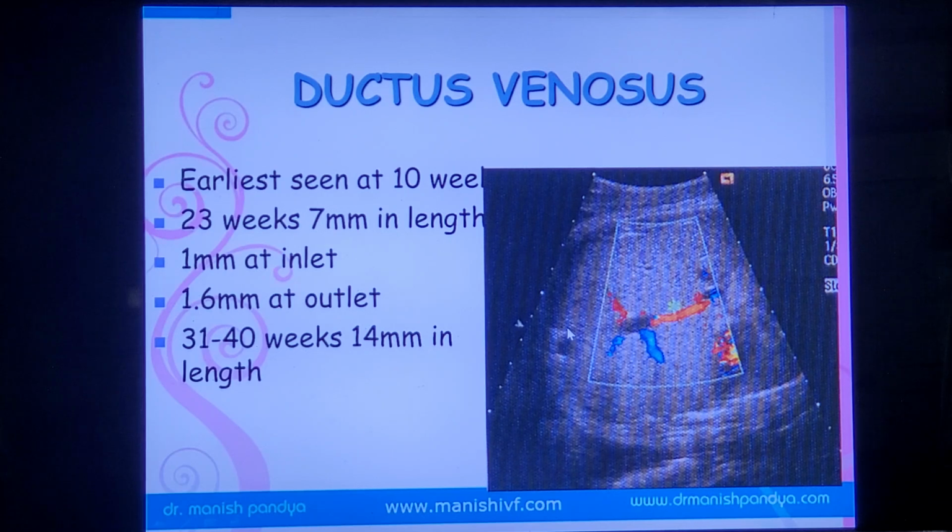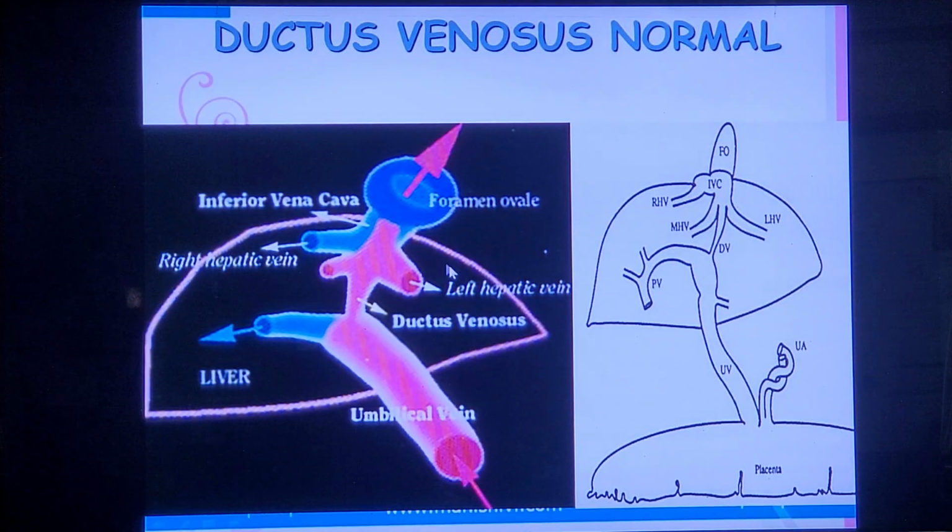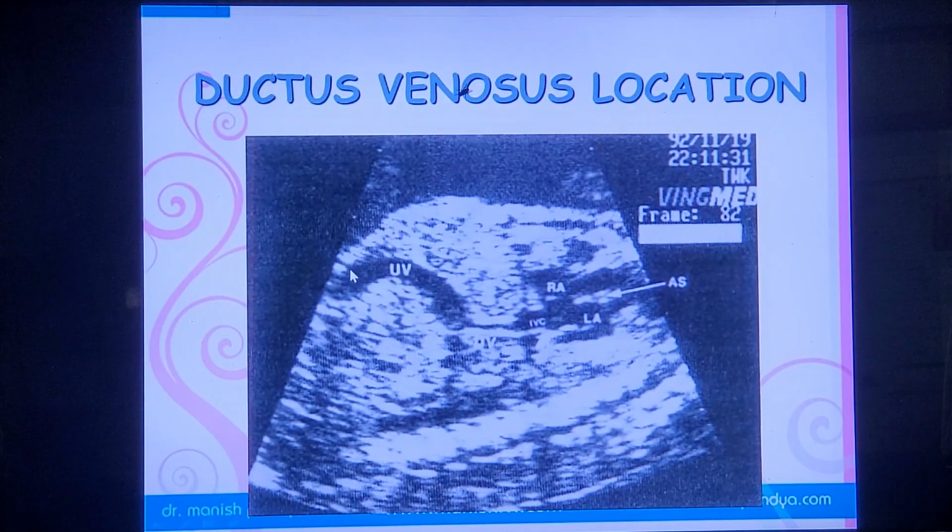So 1 mm at the inlet and 1.6 mm at the outlet, and by 31 to 40 weeks, 14 mm is the total length. From 7 mm it becomes 14 mm. 14 mm, you see how much ductus venosus? It is 1.4 centimeter. It is a very small vessel. From here it goes, ductus venosus directly goes into the right atrium. From foramen ovale it will go into the left atrium. From left atrium it will go into the left ventricle, and then it goes into the circulation. So this is the ductus venosus.